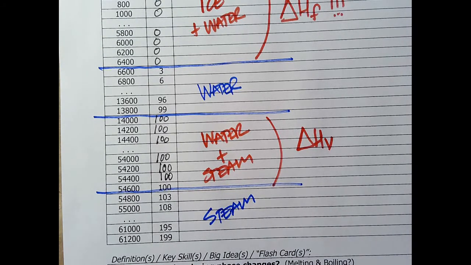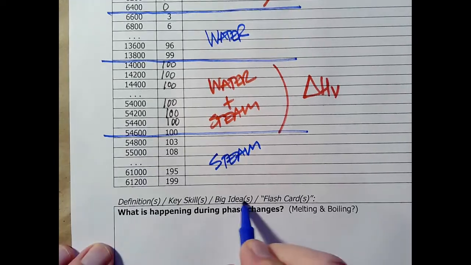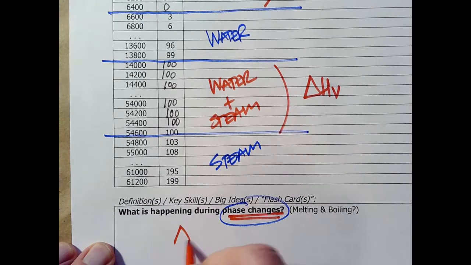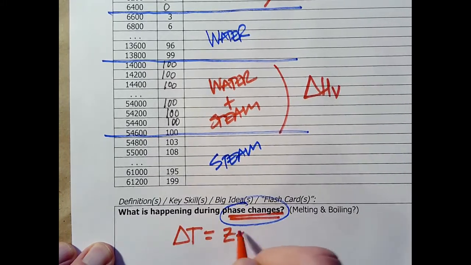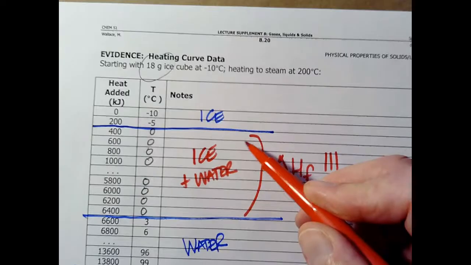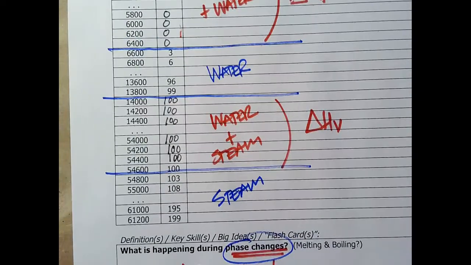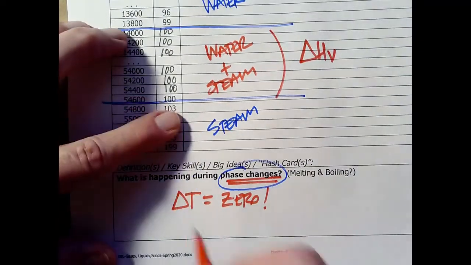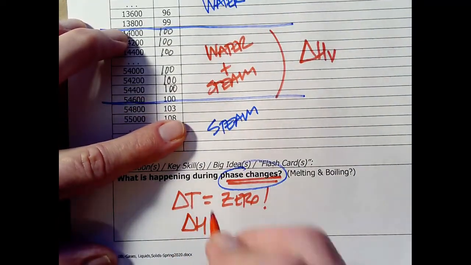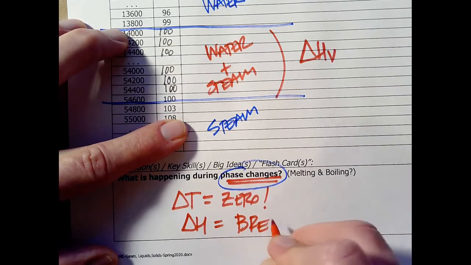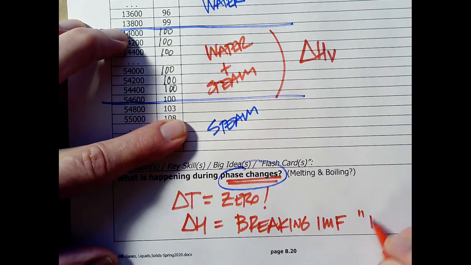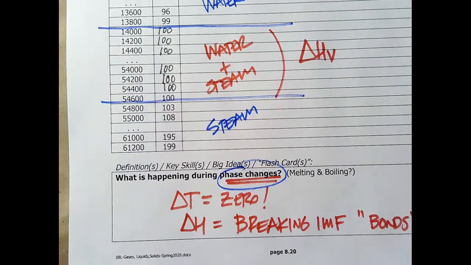So a couple things to note. During phase changes, I should have done that in red. During phase changes, delta T equals 0. Look at that. Melting, 0 degrees, no change. Boiling, 100 degrees, no change. So during phase changes, delta T is 0. The delta H, that energy I'm putting in there, is just breaking IMF bonds. IMFs, well, they're not bonds, but wow.